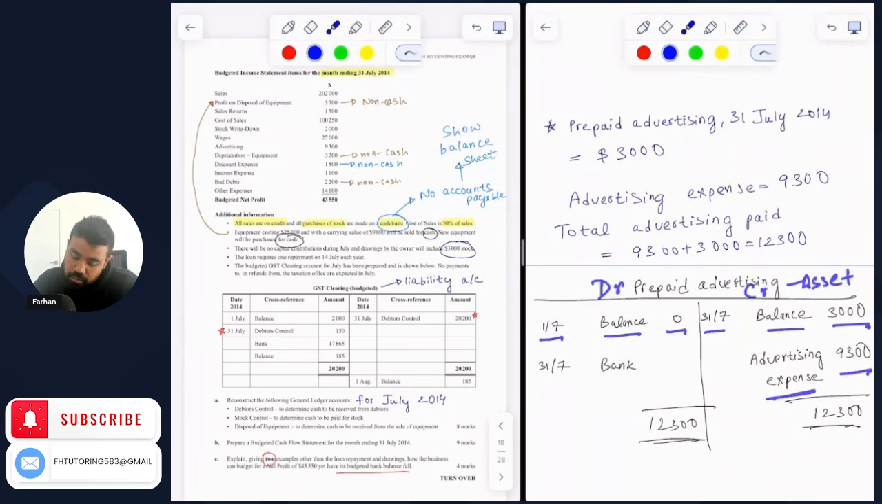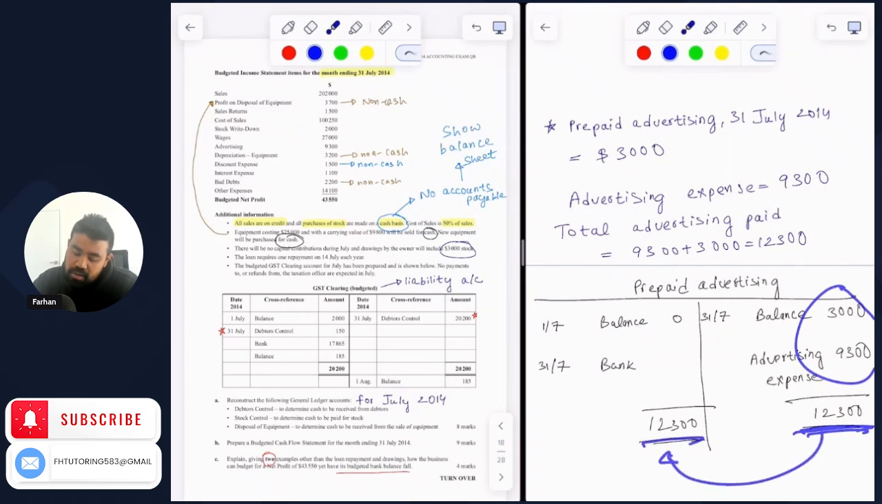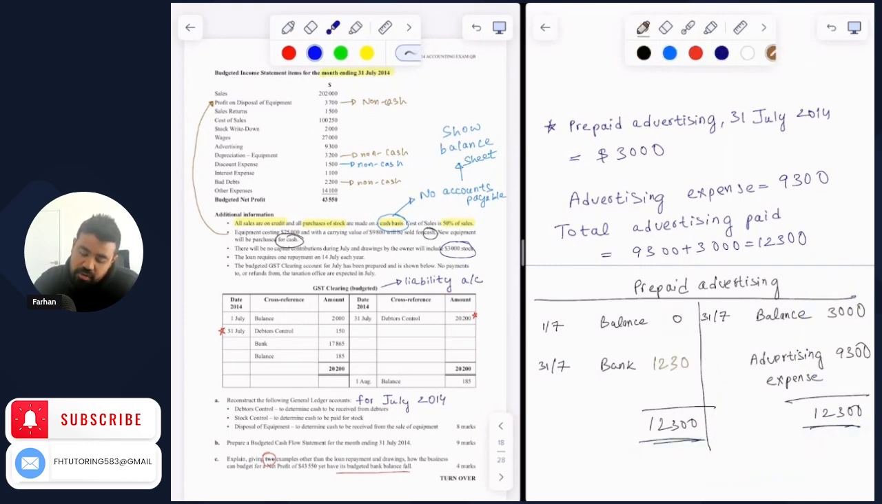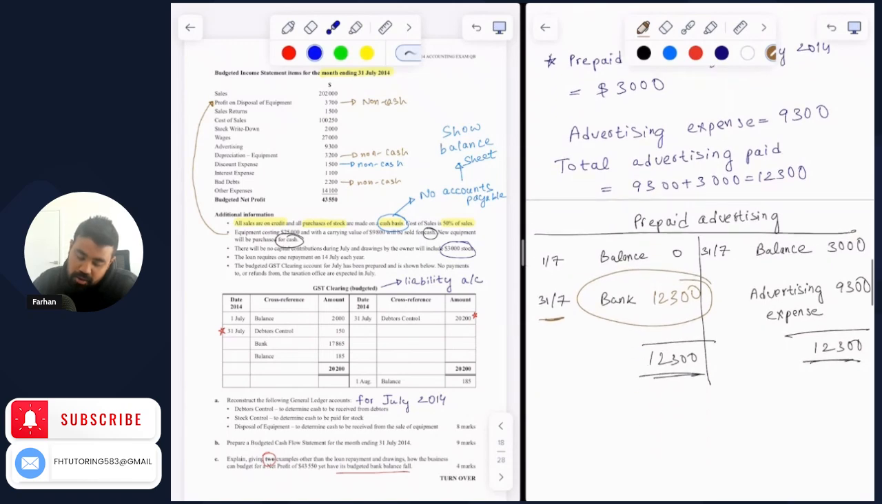All right, so how do we balance this? We find the total of everything on the credit side, which is 12,300, and that must be the total of everything on the debit side. So, with the opening balance given as 0, you can only bring down $12,300, which refers to the advertising that you would have paid for in cash in the month ending 31st of July. So this is referring to advertising paid for in cash of 12,300, and this is to be reported as an operating cash outflow because this is part of the regular operations of the business.